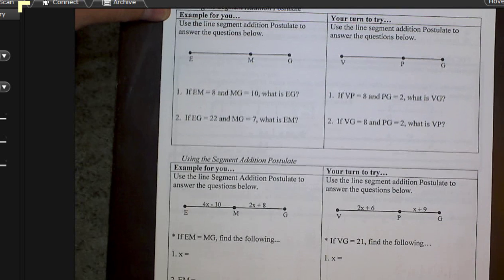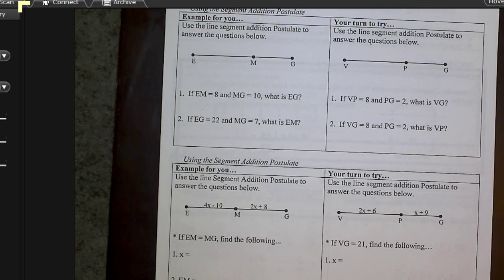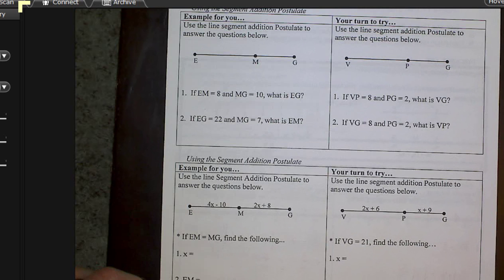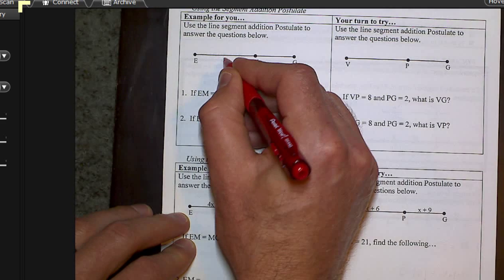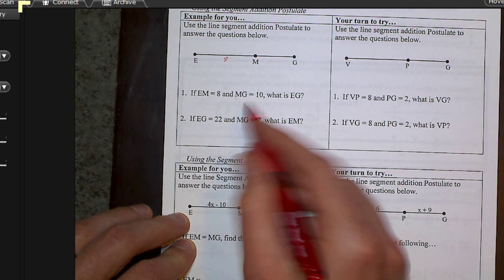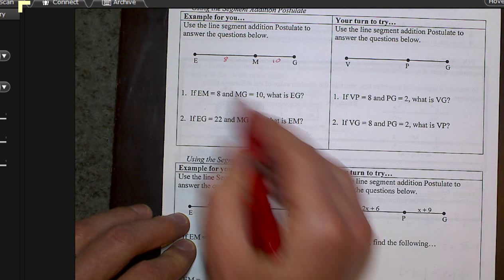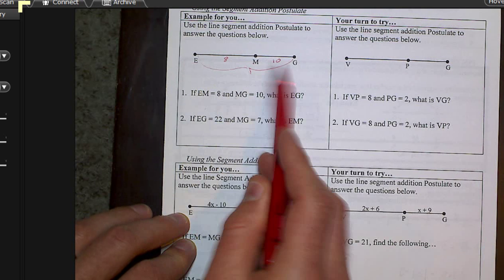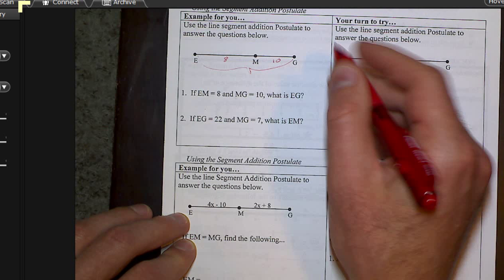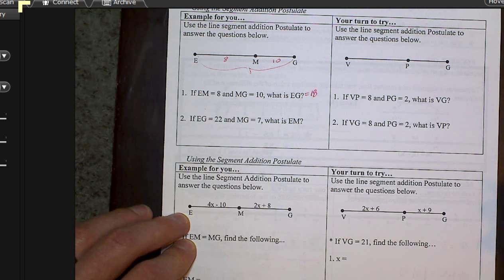Alright, so this first example says use the segment addition postulate to answer the question below. It tells you that EM is 8, so you can write 8 in there for the length of EM, and MG is 10, so you can put 10 in there for MG. It says what is EG, which is this entire length right there. Well, if you know that EM is 8 and MG is 10, 8 and 10 make 18, and you get EG being 18.